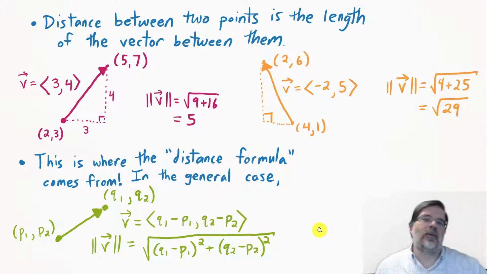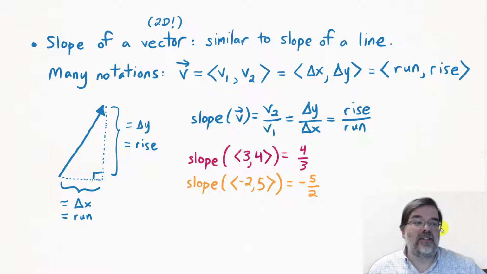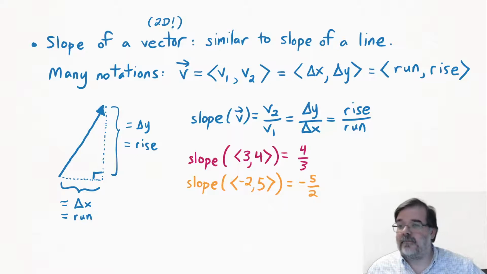Now, what else can we do with vectors? Well, a lot. Another thing you can calculate is the length. Oh, no, we did the length. Another thing we can calculate is the slope of a vector. To find the slope of a vector, and this only works in two dimensions as well, three dimensions is a little bit different, but in two dimensions, the slope of a vector is really the same thing as the slope of a line.